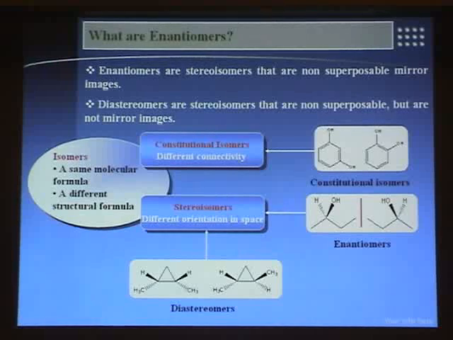And you know, enantiomers are stereoisomers that are non-superimposable mirror images. You can see here, this molecule is the mirror image of the other molecule. And diastereomers are stereoisomers that are non-superimposable but they are not mirror images. You can see here, 1,2-dimethylcyclopropane.